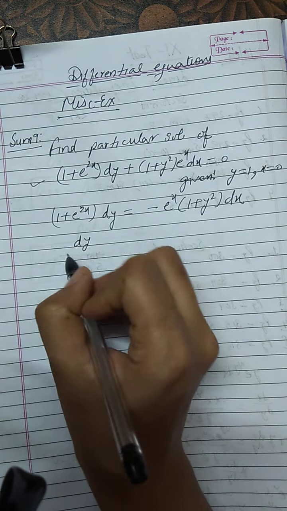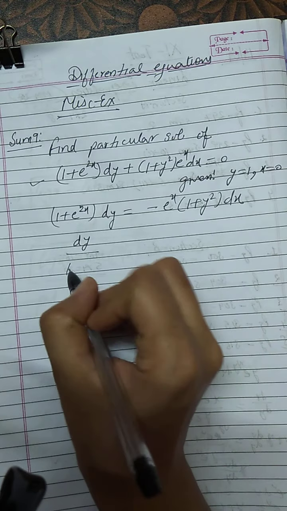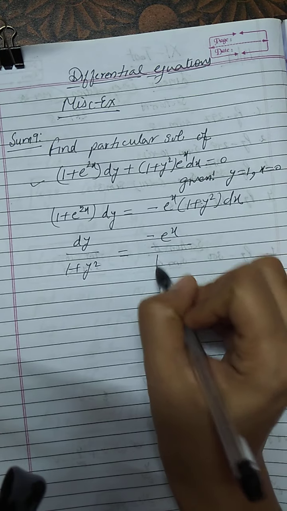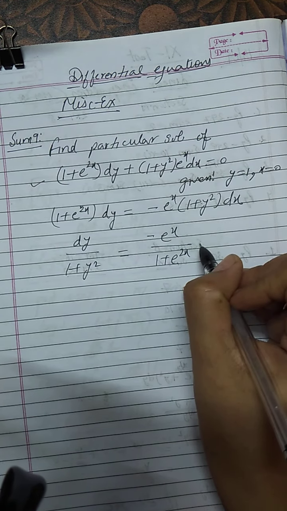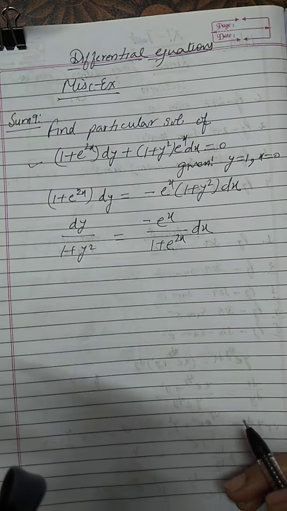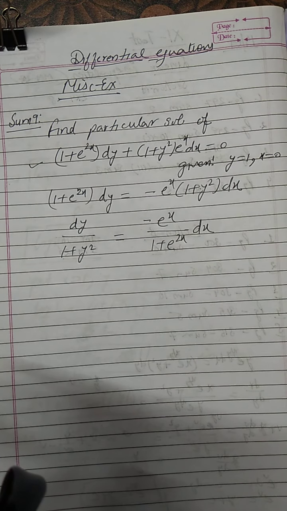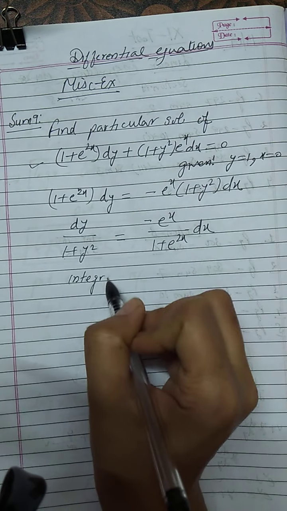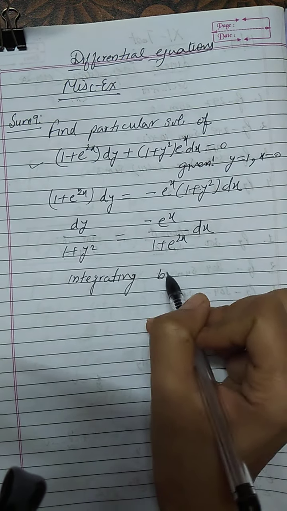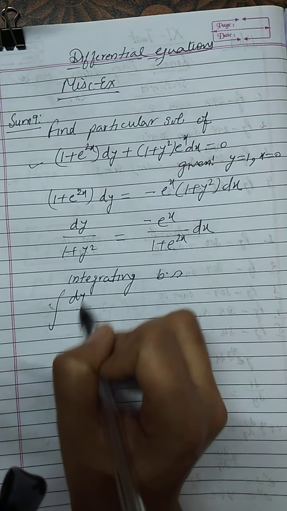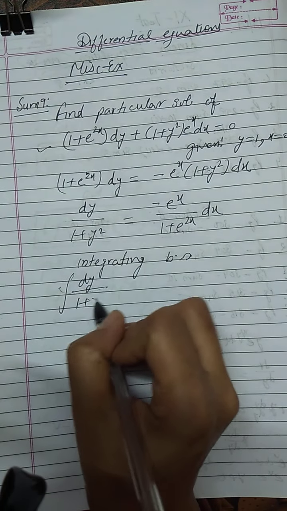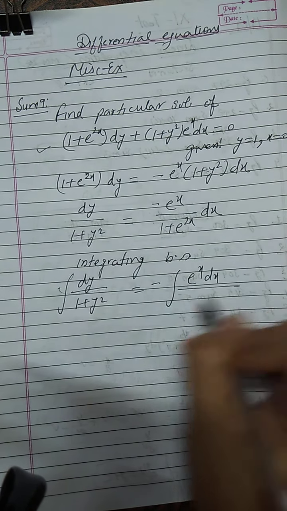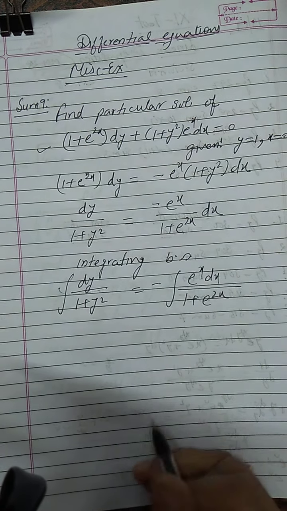When I separate the variables, I get dy upon 1 + y^2 equals minus e^x upon 1 + e^(2x), and here we have dx. The variables are separated, so the next step is integrating both sides. We get the integral of dy upon 1 + y^2 equals minus, and the minus sign we can keep outside, the integral of e^x dx upon 1 + e^(2x).